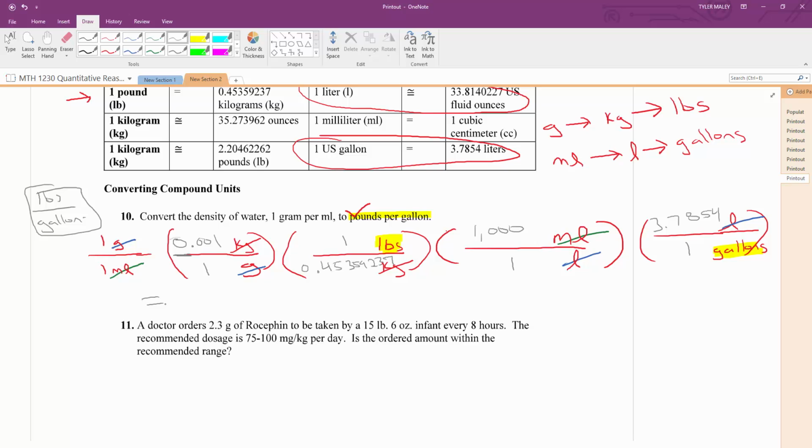right. So if we take 0.001 times 1 times 1,000 times 3.7854, so I get 3.7854 in the top, and this is in pounds, and then the bottom is in gallons, right? So to calculate the bottom, we're going to take 1 times 1 times this 0.45 number times 1 times 1. So really, I'm going to have this 0.45 number, right?